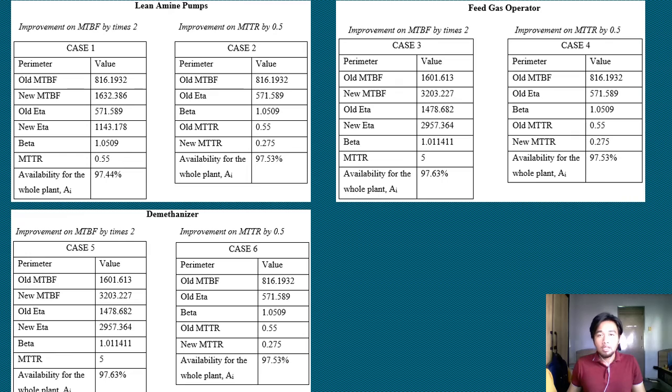These are the results of the calculation of three critical units: lean amine pumps, feed gas separator, and the mechanizer. The calculations are based on improvement of MTBF by times 2 and the improvement of MTTR by half. By improving the MTTR value for each component, the availability can be improved significantly compared to increasing mean time between failure. The component has high availability to repair rather than replacing with new equipment once it is failed. Overall availability of the whole plant unit is improved to 97.84% from 97.3% of mean availability in the given data.